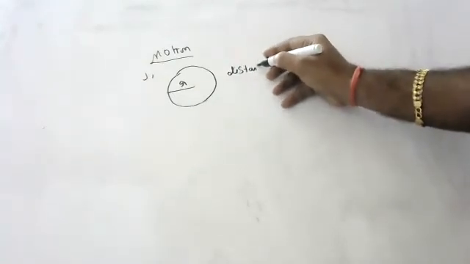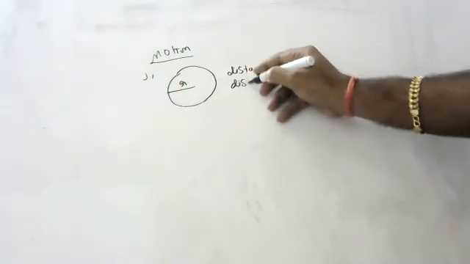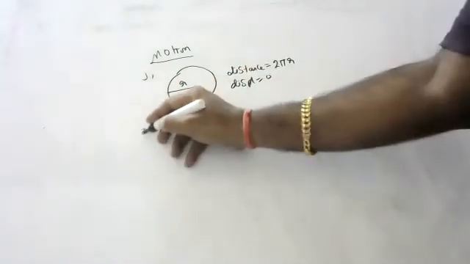What is the distance, children, after one rotation? 2 pi r. And what is the displacement, children? Zero, sir. Yesterday only I told like this question.